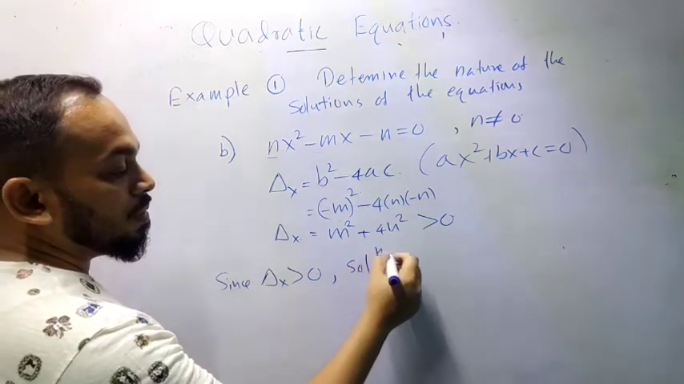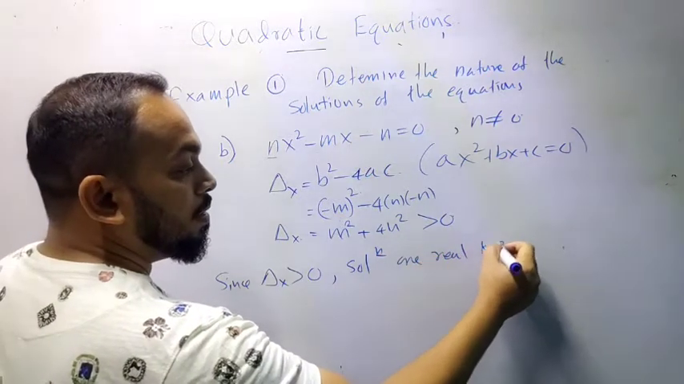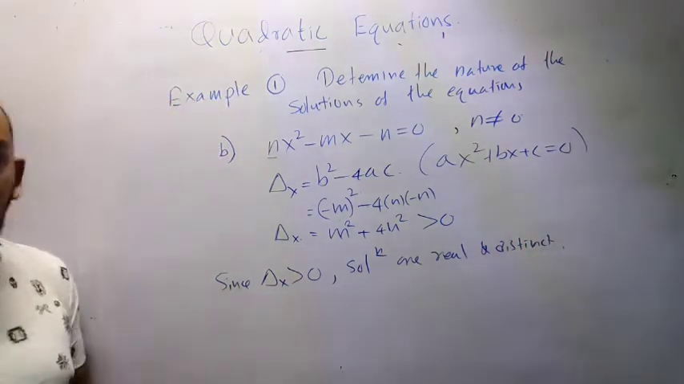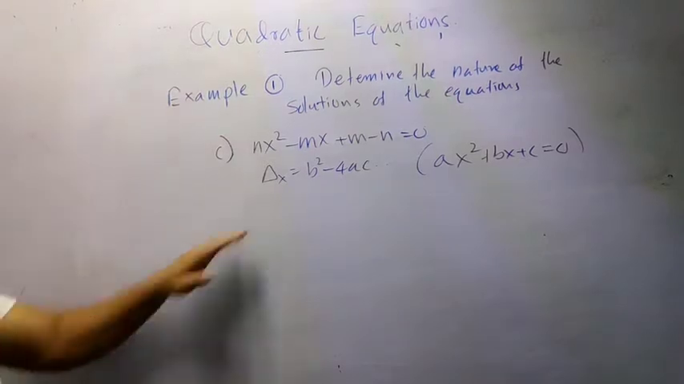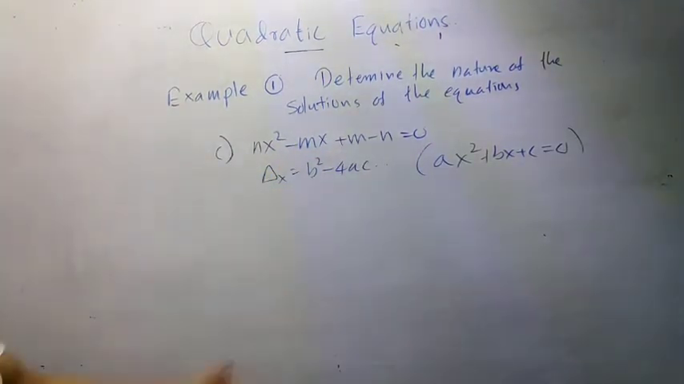solutions are real and distinct. Real and distinct. Right. So next example. This is a quadratic equation. Now let's determine the nature of the solutions of this equation.